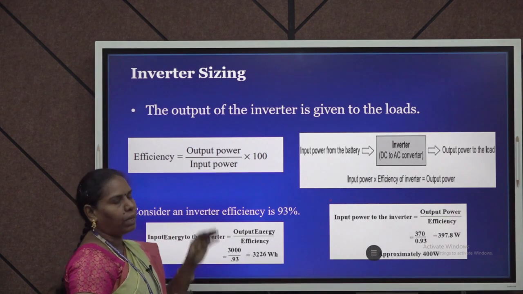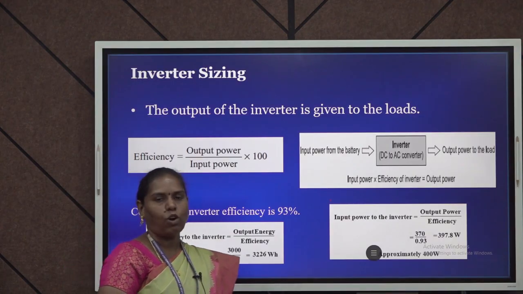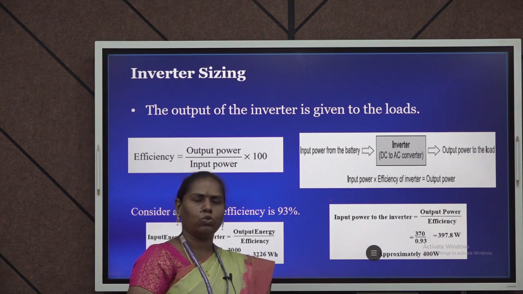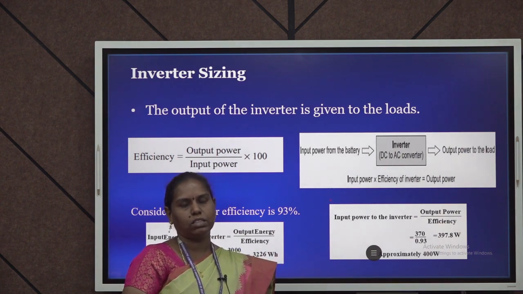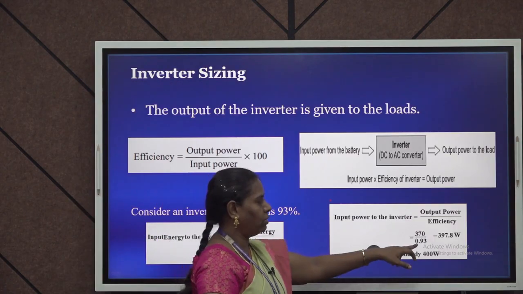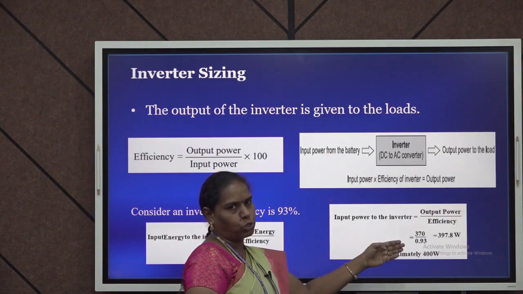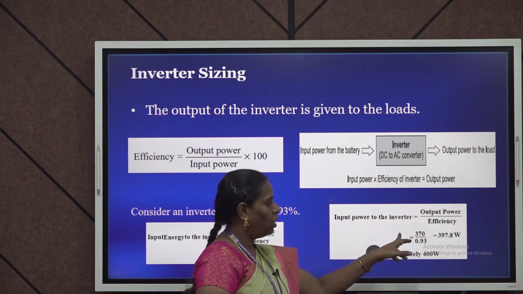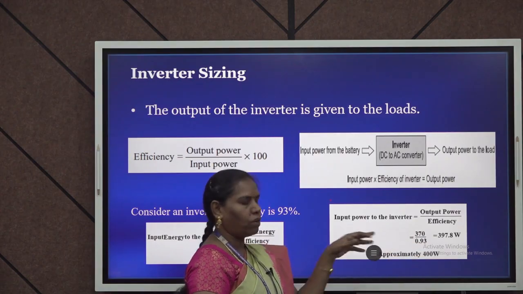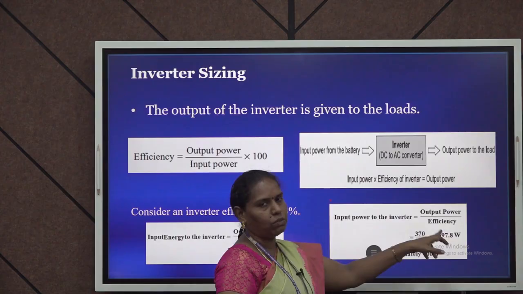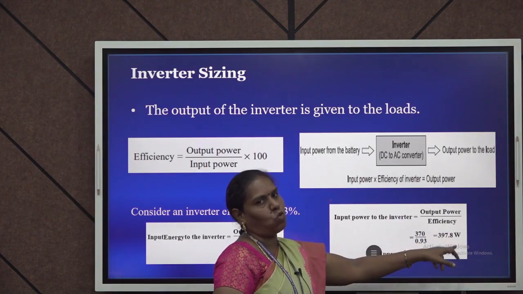Based on the inverter we have chosen for our configuration, maybe we can choose a Microtek inverter or another brand, the efficiency differs. That will be mentioned in the specifications of the company. Here I have chosen an efficiency of 93%. By substituting this value, input power is equal to output power divided by efficiency. From the load estimation we found that the output power is 370 W and the efficiency is 93%. So, the input power to the inverter is 397.8 watts.